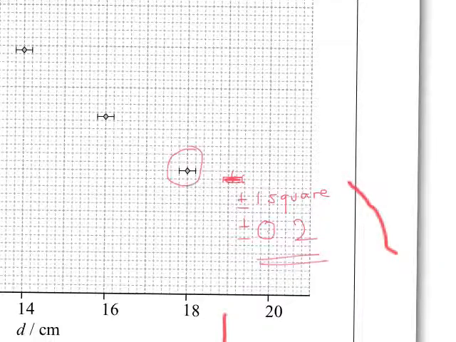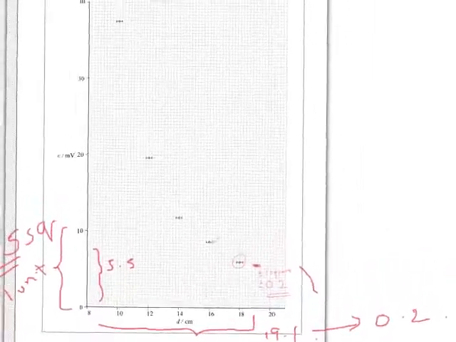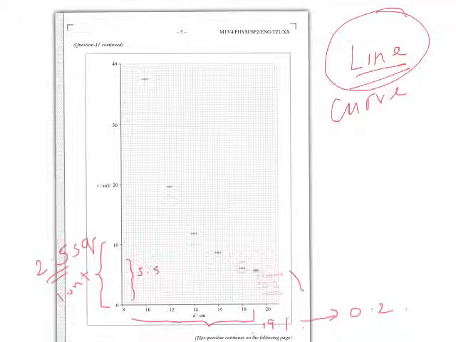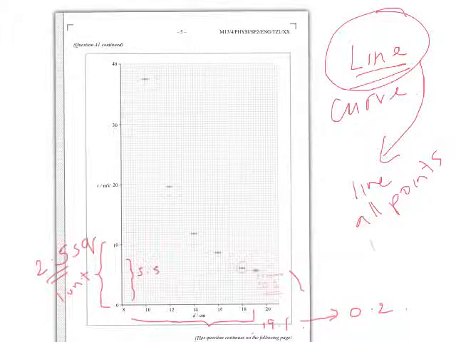So if I have a look at that, more or less, we now have to sketch a line of best fit. Now, line of best fit is a bit of a misleading term because it can actually be a curve of best fit. What you have to do is have a look at the pattern that you see, and if it looks like a straight line, then it's probably a straight line. How do you know? Well, if it is a straight line, then your line should go through all points, or at least through the error.